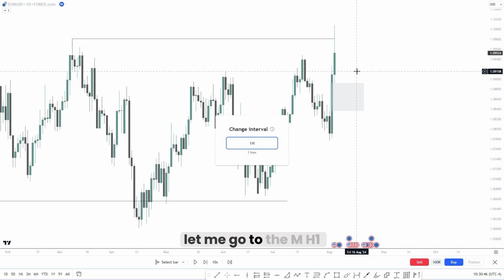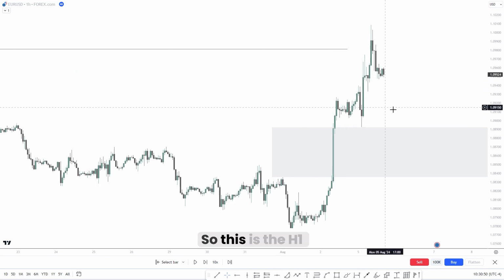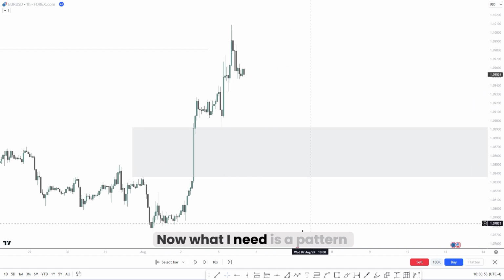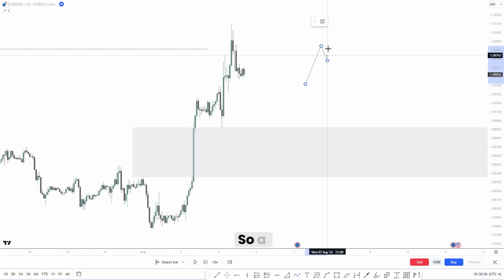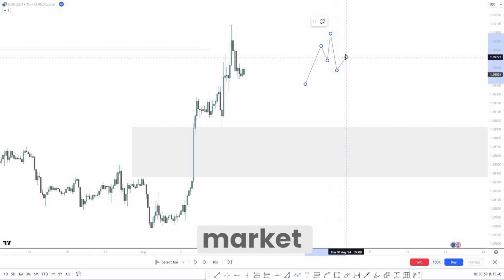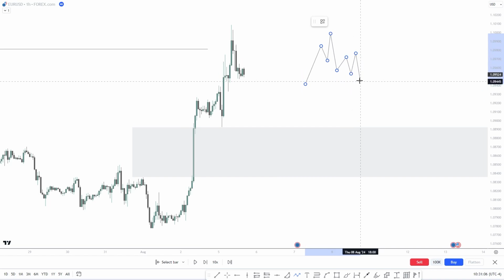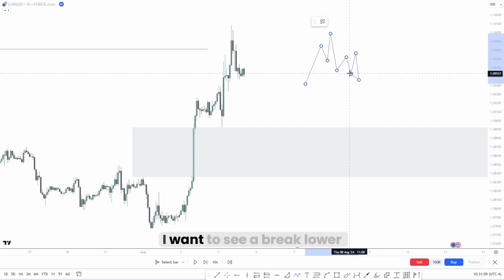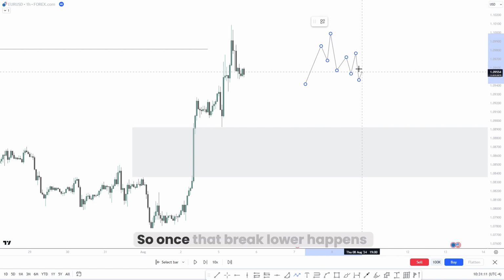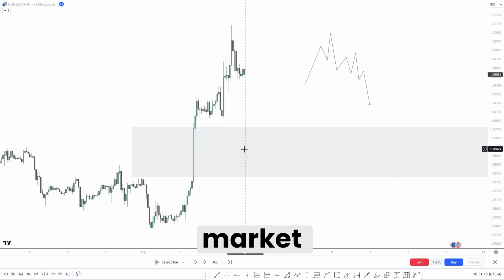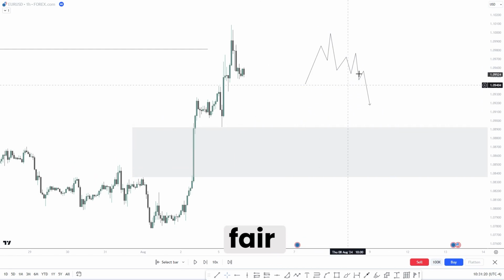So let me go to the H1 chart here. So this is the H1. Now what I need is a pattern like this. So a market structure shift, this is the market structure shift. Then I want to see a high being created, and once that high is created, I want to see it taken out, and once it's taken out, I want to see a break lower. So once that break lower happens, that's when it's confirmed that it is going lower, and that's when I will expect the market to come down lower towards this fair value gap.